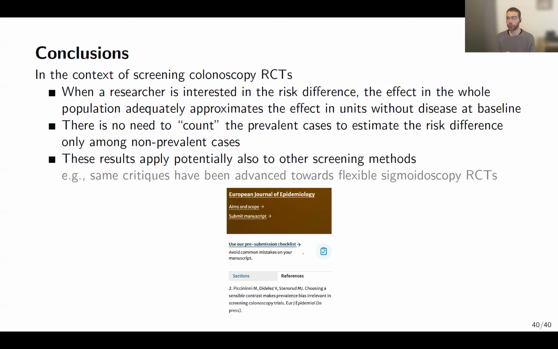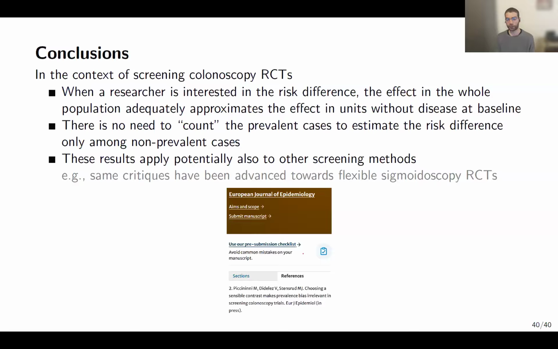So there is no need to count who are the prevalent cases, which is useful because we do not actually know who is a prevalent case at baseline and who is not. But we do not need to know who is a prevalent case and who is not if we are interested in the risk difference only among non-prevalent cases, because then we know that that's the same as the risk difference in the overall population. And these results apply potentially also to other screening methods.